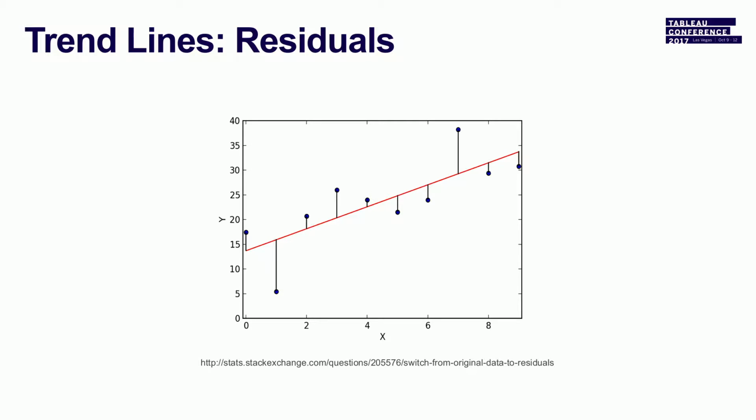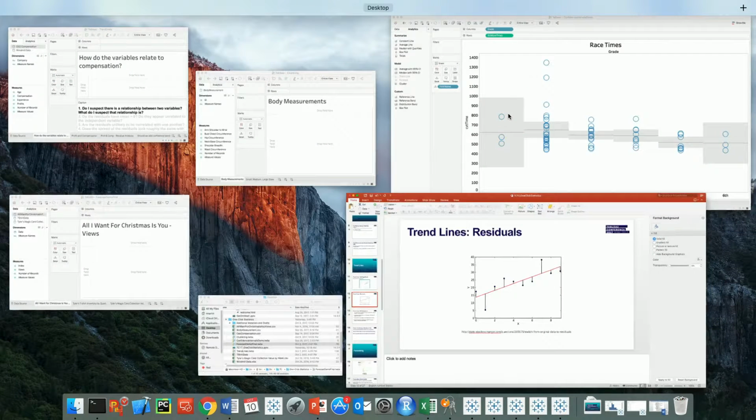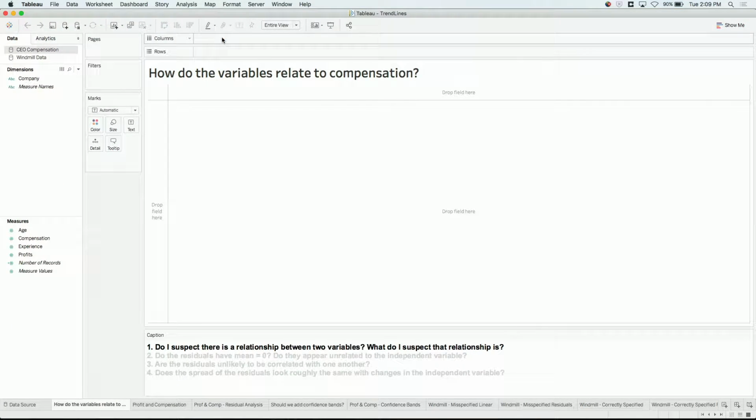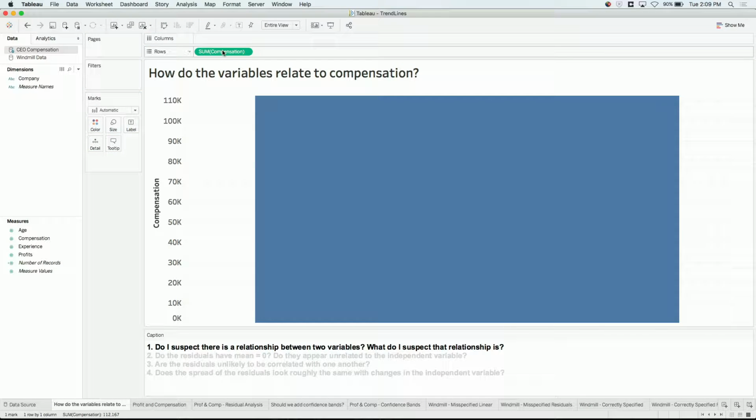Okay, let's look at some data. I have a data set here with a number of measures about a CEO and their compensation. So how do each of my variables relate to CEO compensation? I'm going to place compensation on rows. That's my dependent variable, because we'd like to know how compensation depends on the other variables.